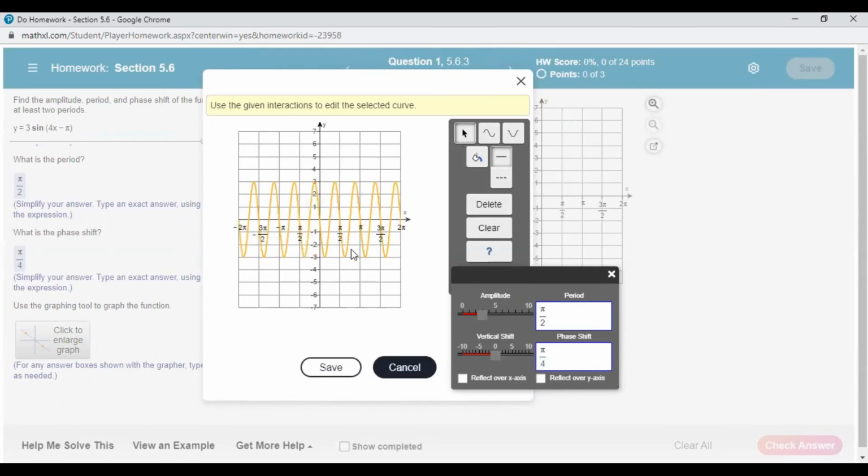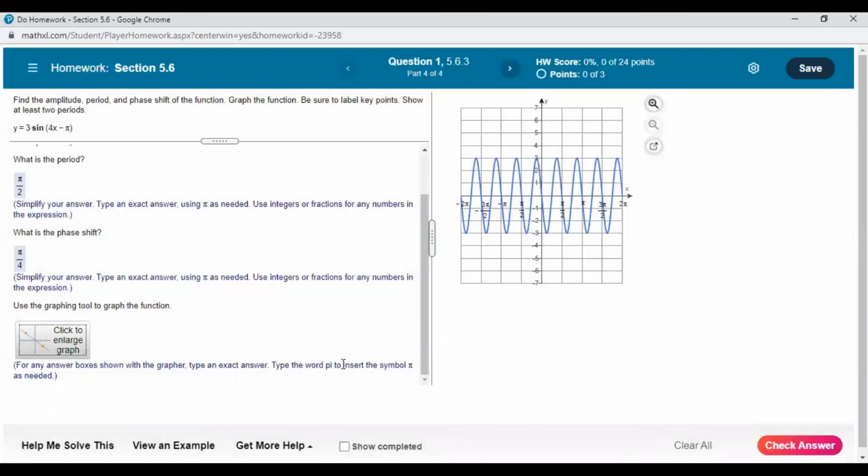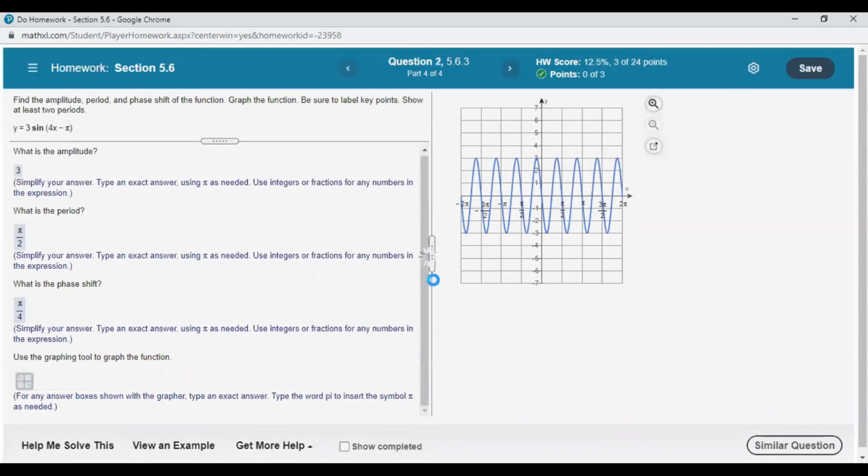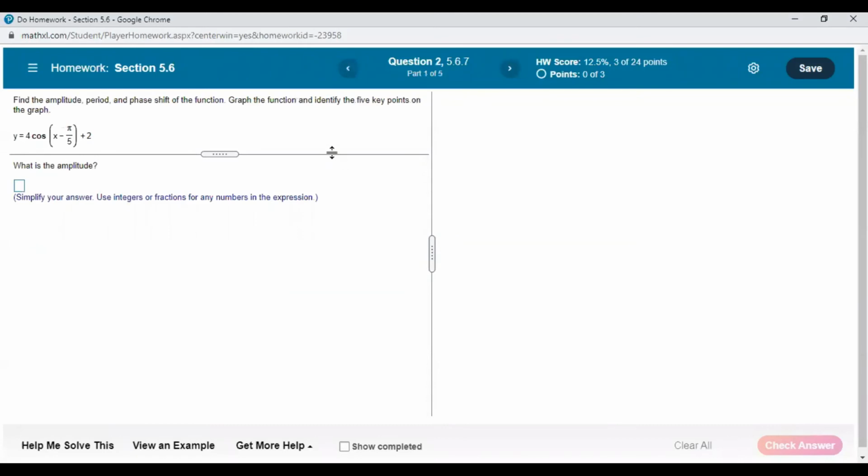All right, is this how we wanted it? Looks pretty good to me. So we'll save it and we'll check. All right, so that's how you do this sort of thing. Now this next one, very similar.